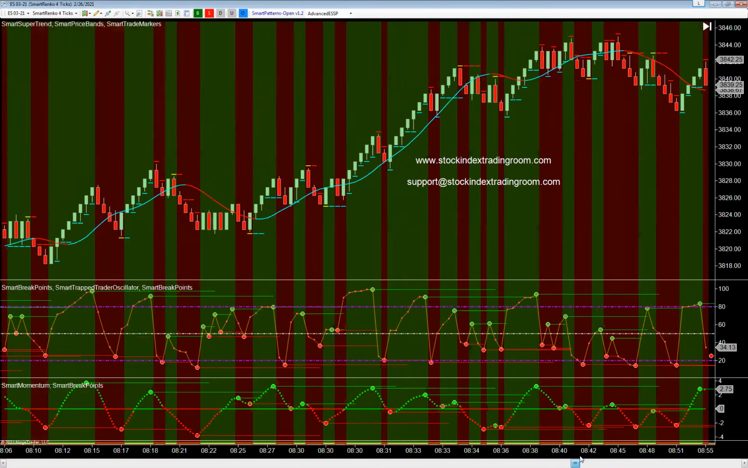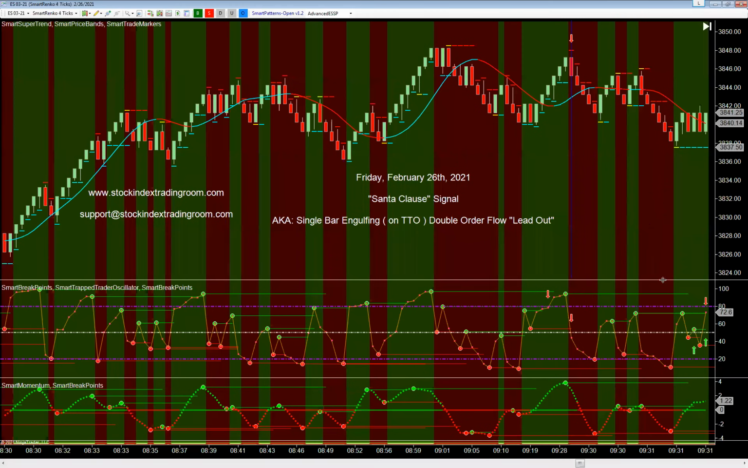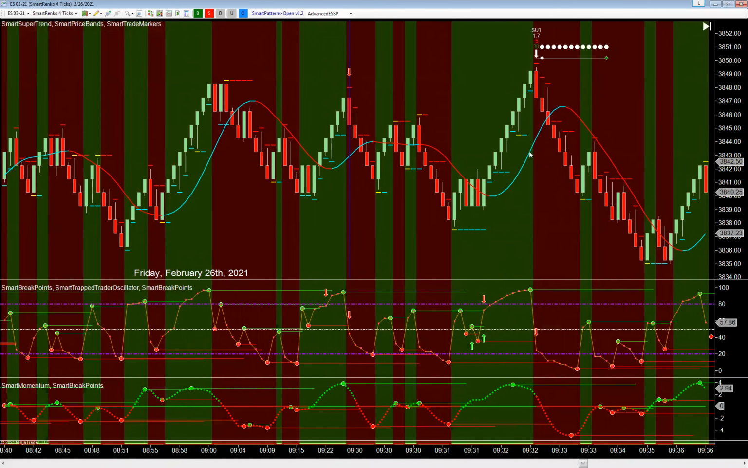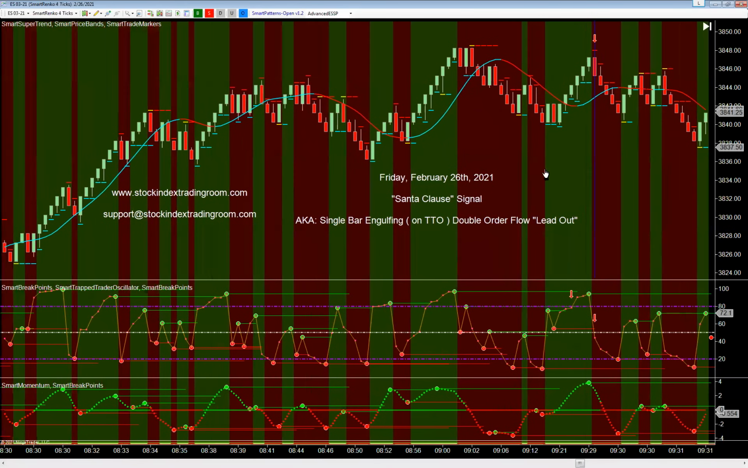We'll skip back over here. It is a single reversal bar engulfing pattern on Trapped Trader Oscillator that has a double or more order flow lead out. Look familiar, this little coil that we found over there that exploded up. Trapped Trader Oscillator is saying, I'm going to lead price up, and an explosion up. Trapped Trader Oscillator saying, I'm going to lead price down, and away we go. So that's the first hour or so for the Santa Claus.